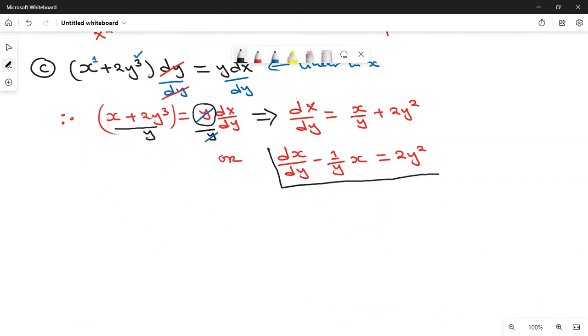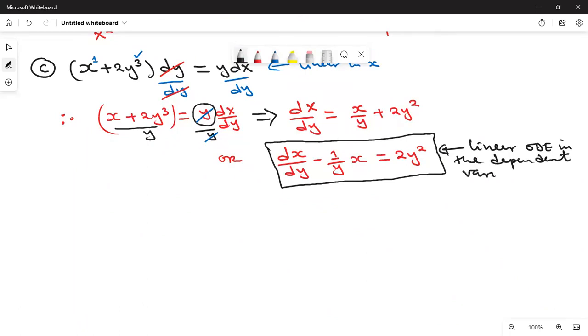So let's comment on this one. You write this is linear ODE in the dependent variable x. So look at the coefficient of x here. That's negative 1 over y. This is p, a function of y. So we need to integrate it. The integral of p of y dy is the same as the integral of negative 1 over y dy.